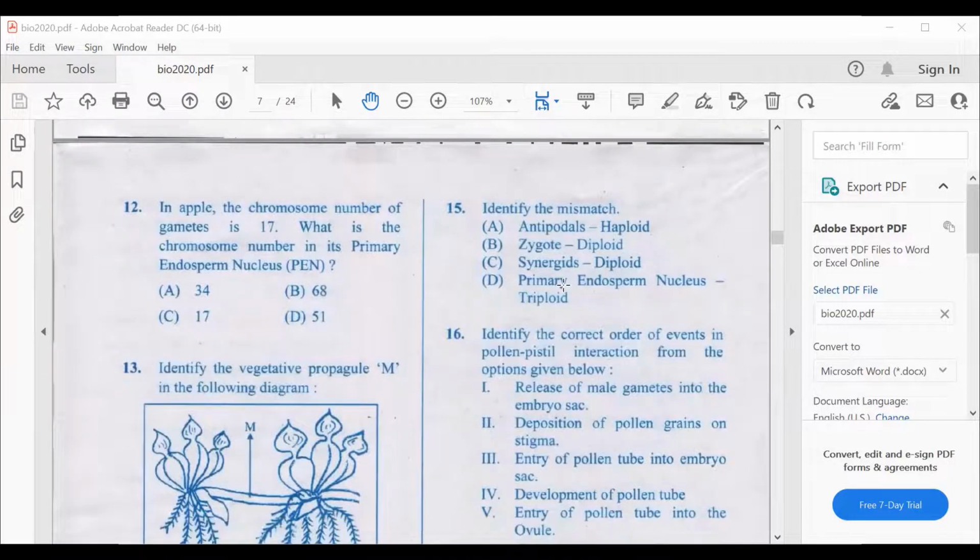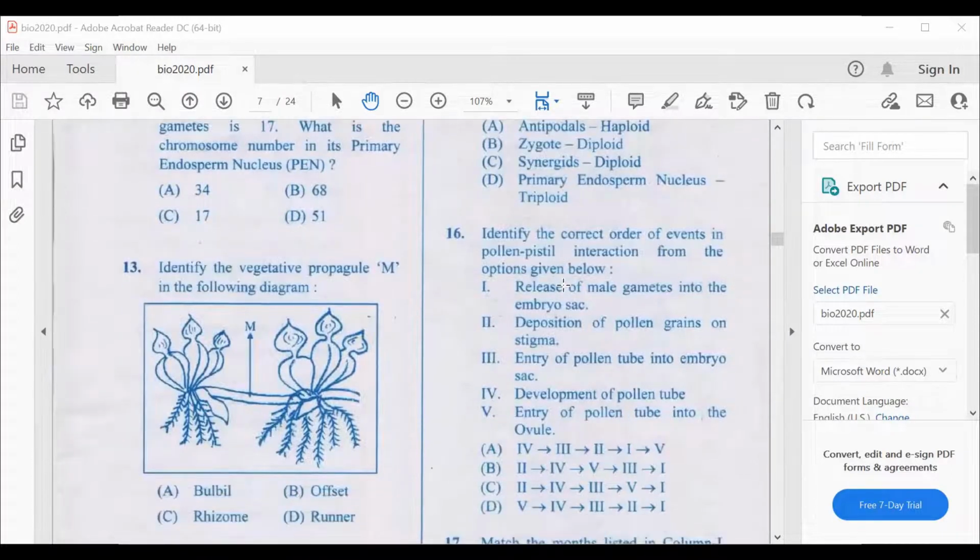Then identify the correct order of events in pollen pistil interaction from the given below. So here they asked the sequence, correct order. So here we should be very familiar with the fertilization process.